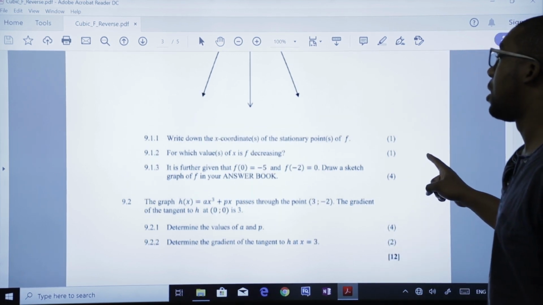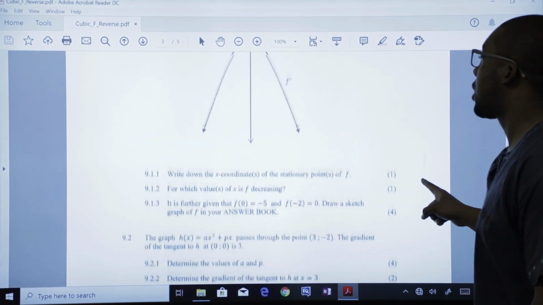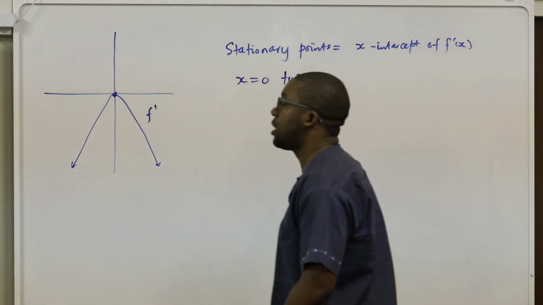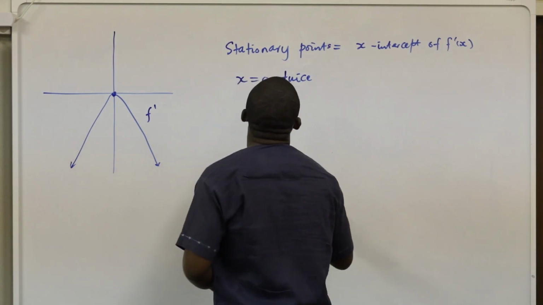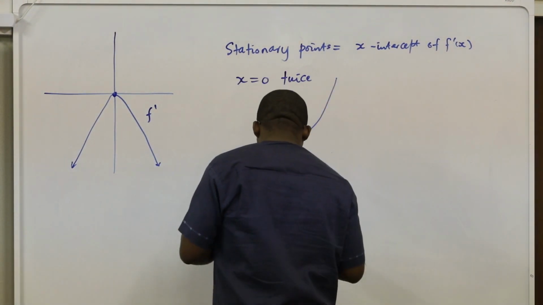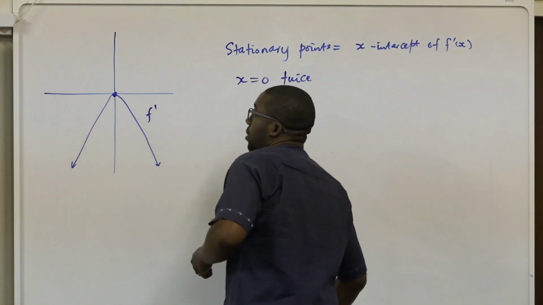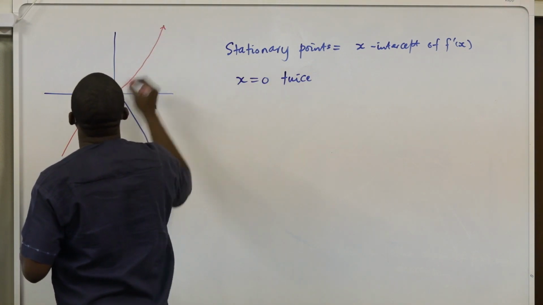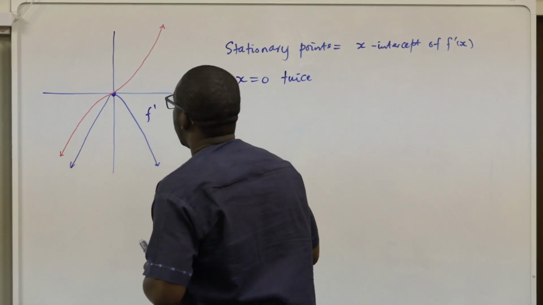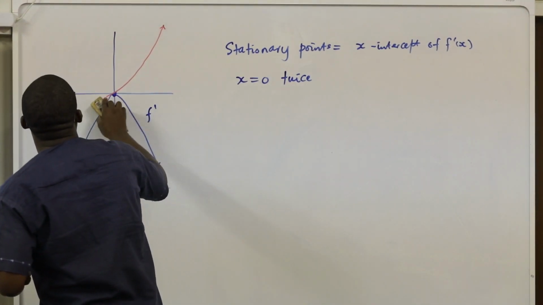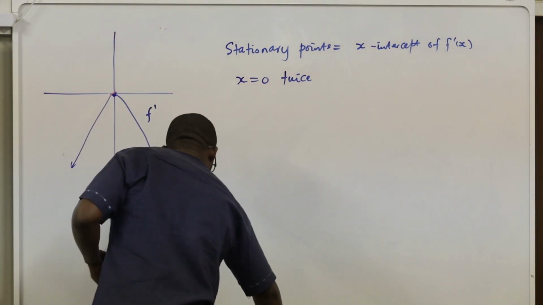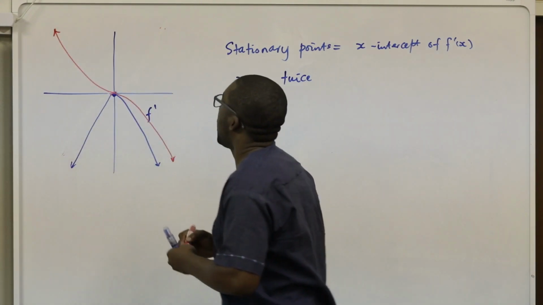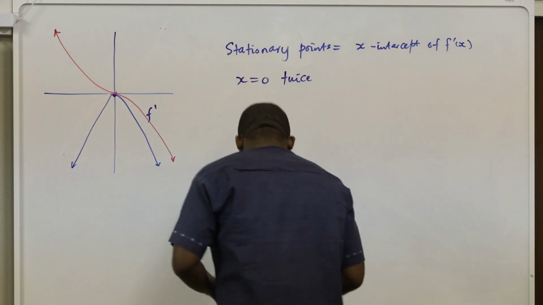For which value or values of x is f of x decreasing? If this is the graph, then that means the graph was like that. Okay, let me draw it accurately. Negative, so it will start from above going below. And it's decreasing.